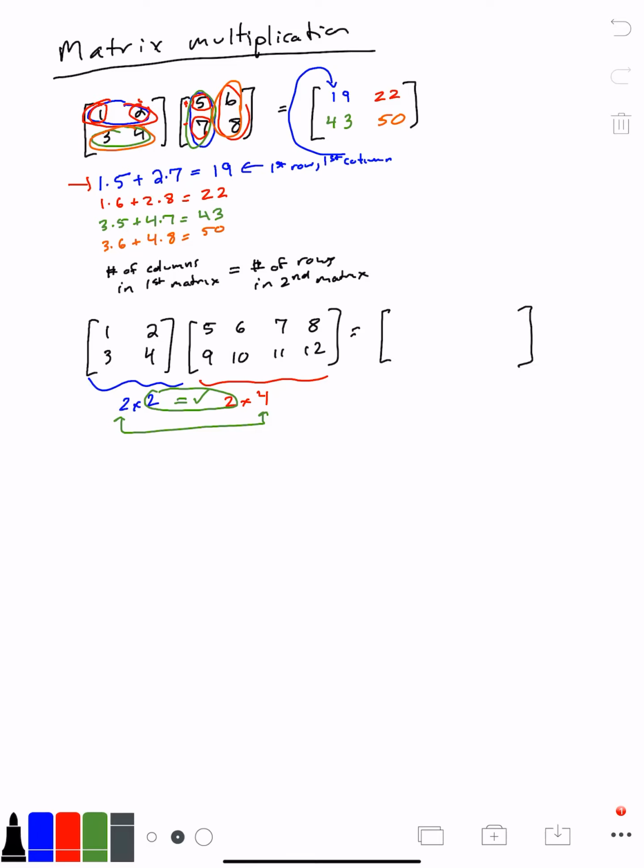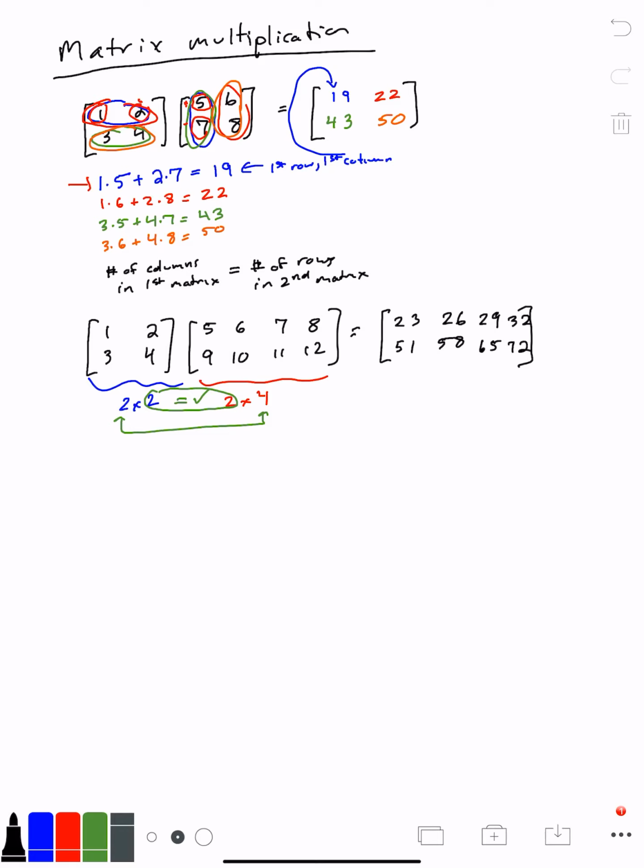And then we just quickly work it out here. 5 plus 18 is 23. 6 plus 20 is 26. 7 plus 22 is 29. 8 plus 24 is 32. 15 plus 36 is 51. 18 plus 40 is 58. 21 plus 44 is 65. And lastly, 24 plus 48 is 72.